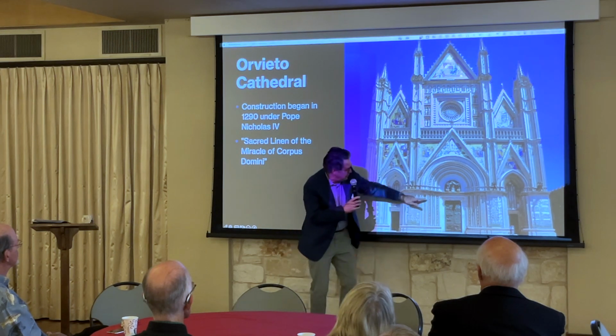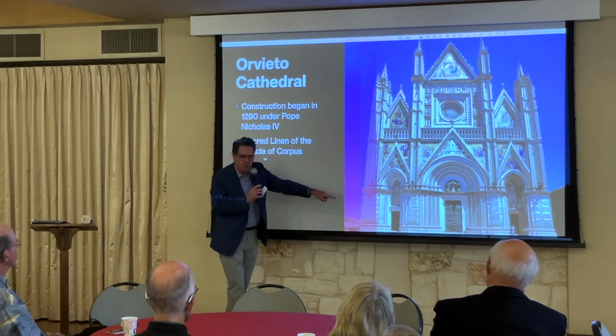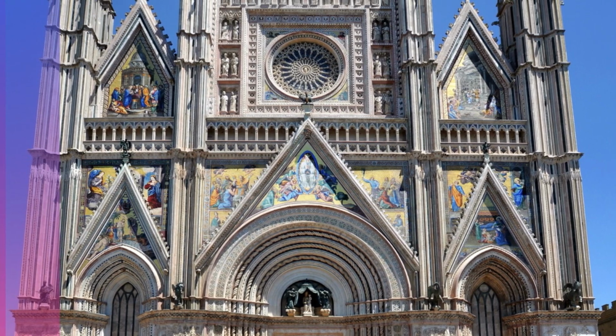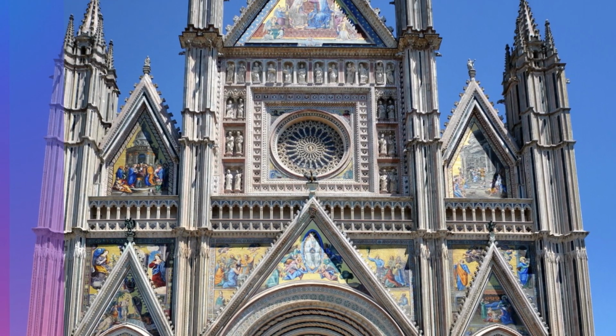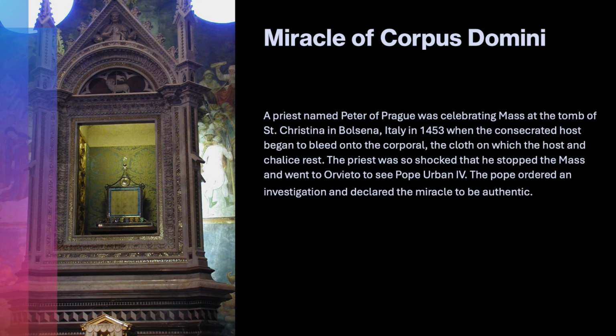And down here are amazingly detailed relief sculptures, like what we saw in the throne of Maximinius. It's also the home of the sacred linen of the miracle Corpus Domini. I'm going to take a little diversion because I think this is an interesting story. There was a priest named Peter of Prague, and he was celebrating Mass in 1453. You know how they had the little white sheet over the elements for communion? The white sheet over the bread began to bleed.